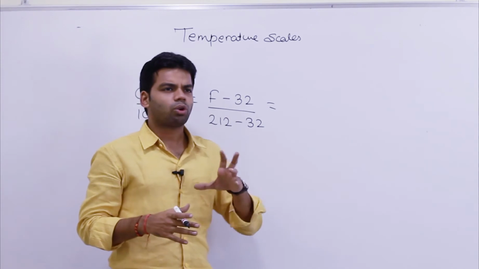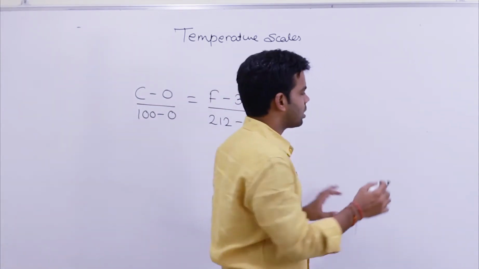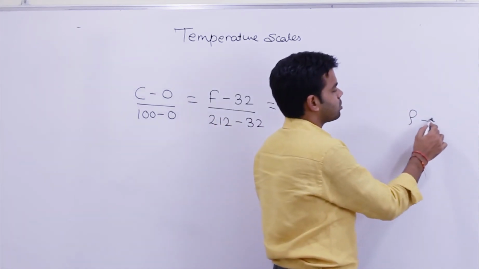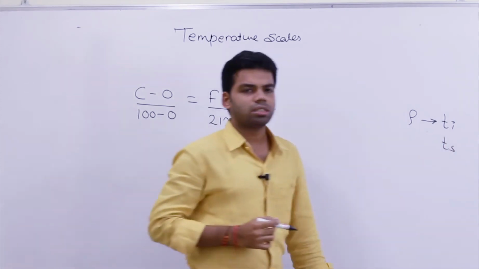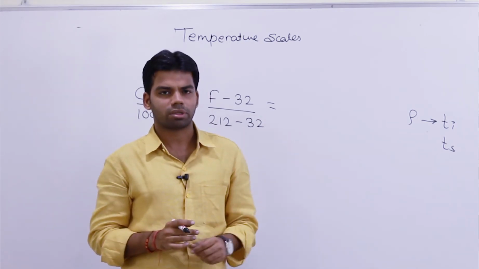If you have any temperature scale, X, Y, Z, whatever it may be, let's suppose you have a new temperature scale, let's say rho, and in this temperature scale let's suppose the ice point is T ice and the steam point is T steam. You just need to know the ice point and steam point in that particular temperature scale.